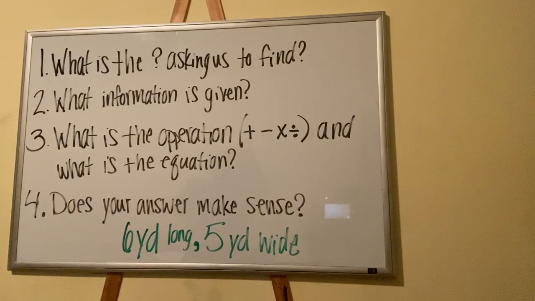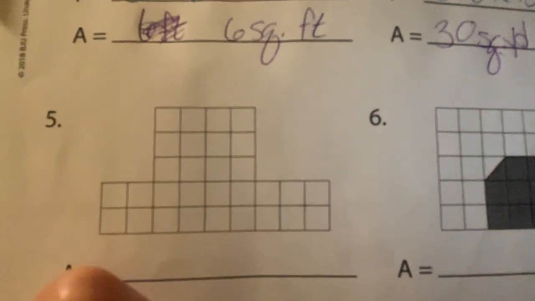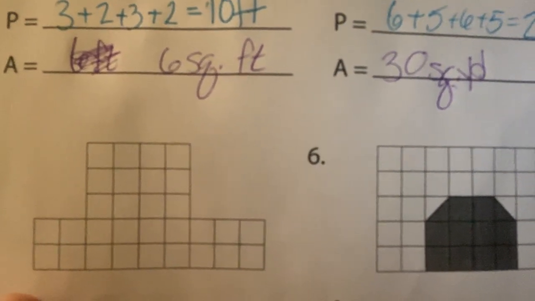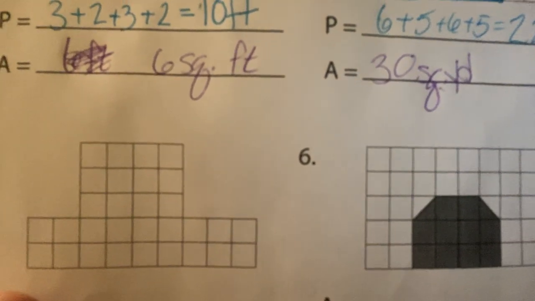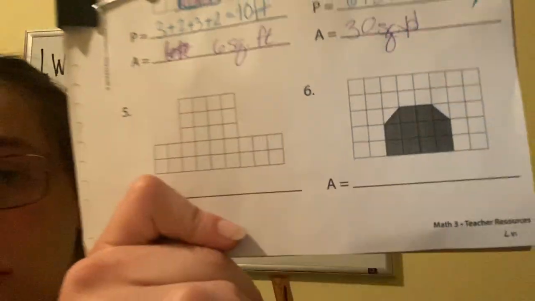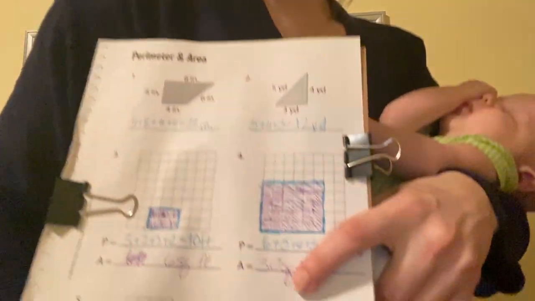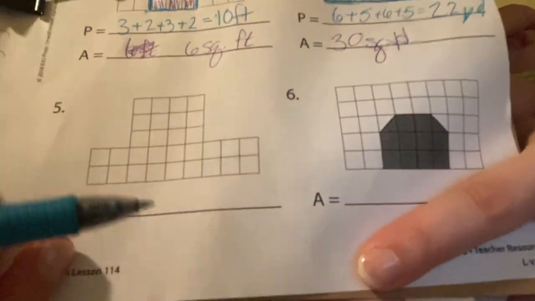So how are you going to find the area of this region or this space? How are you gonna find it for number 5? Think back to what we did yesterday. Okay, you could count all the squares inside. If we count all the squares that are inside the shape, I gotta hold this just right.